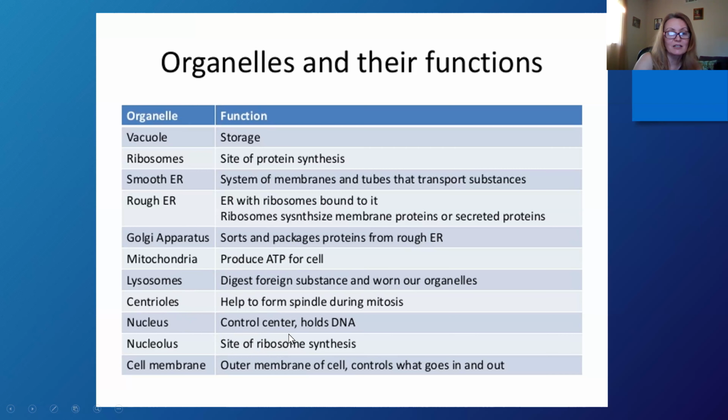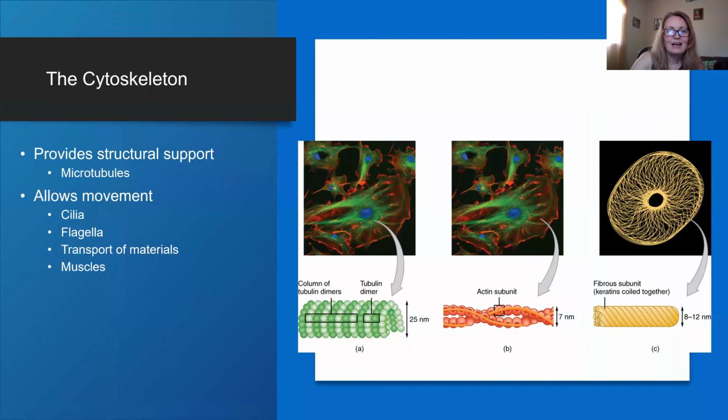Nucleus, the control center, holds your DNA. Nucleolus is a part of the nucleus that is the site of ribosome synthesis. And cell membrane, we already talked about its function. It's the outer membrane of a cell, and it controls the movement of substances in and out of the cell, and it creates boundaries. It's what defines a cell. If there is no cell membrane, there is no cell, right?